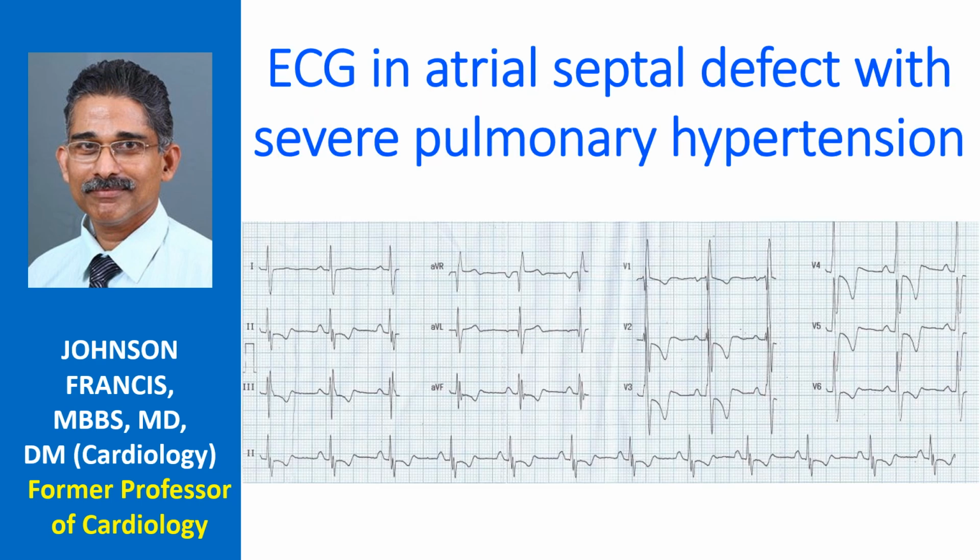ECG in ASD with severe pulmonary hypertension. Tall R' in V1, ST depression in inferior leads and V2 to V5, and T inversion in inferior leads and V1 to V6 are seen.